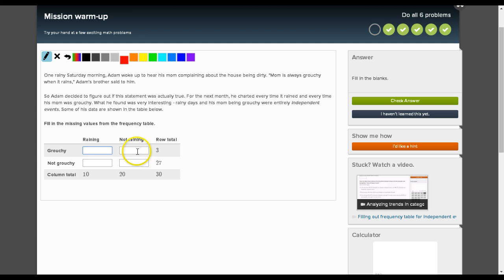Okay? So this is stuff you're going to need to do. This is a mission warm-up, but this is really what you need to do in order to be able to move on. That kind of work. Okay, more of it. Here's another one. This is a word problem.